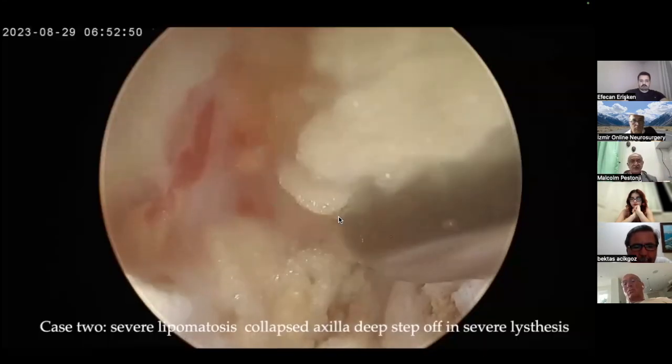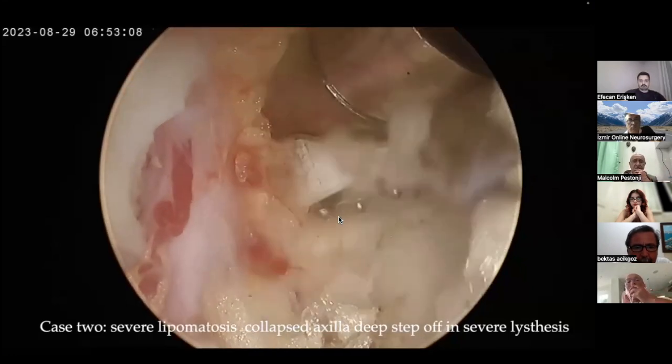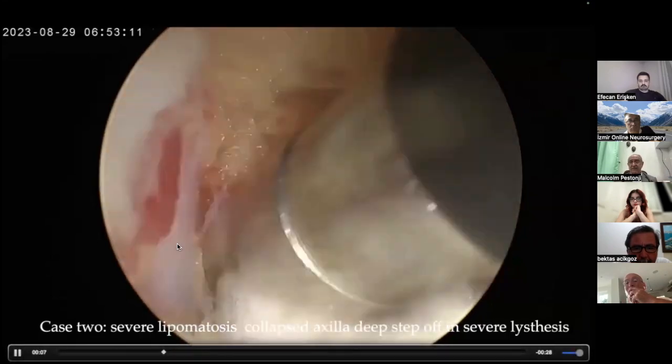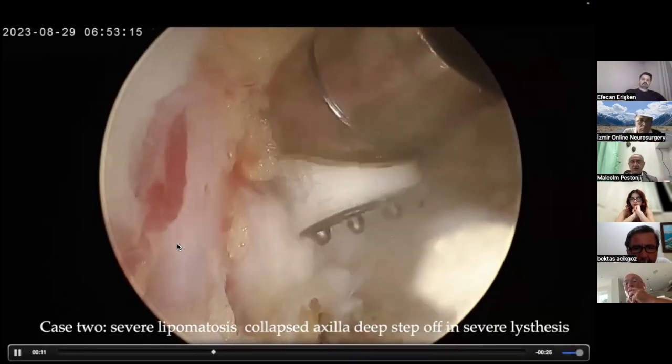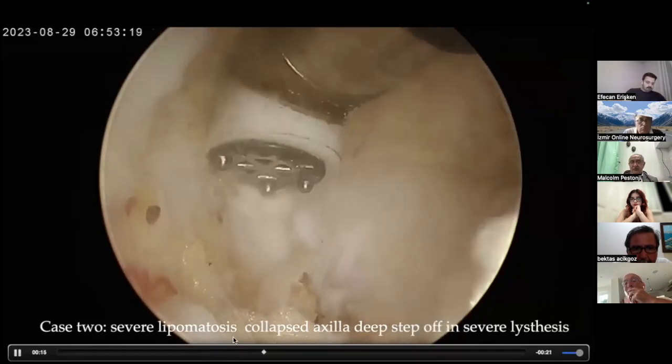So see here again, severe lipomatosis in the foramen. Where will the root be? It's troubling me. Do you think this is the root? No, this is the vein. I know this is the vein. So out it goes. I know my corridor.